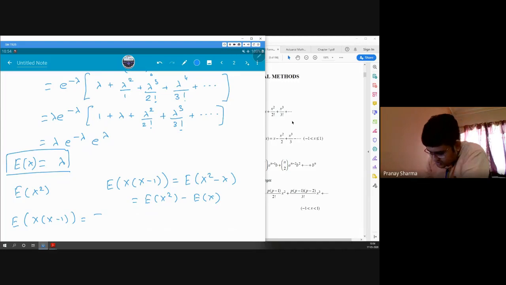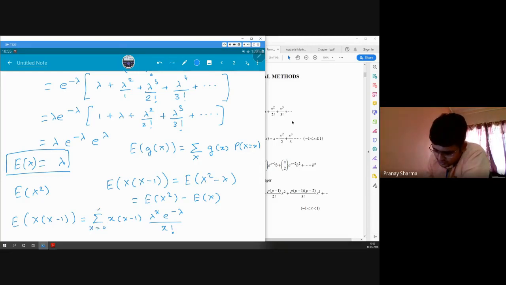We'll find the expected value of x into x minus 1. This would be the summation of, this is just a function of x. So for a function of x, we say the expected value of g of x is nothing but the summation for all values of x, g of x, probability of x, right? So here we'll just have x into x minus 1 into the probability of x, that was lambda raised to x, e raised to minus lambda, by x factorial, with x going from 0 to infinity.